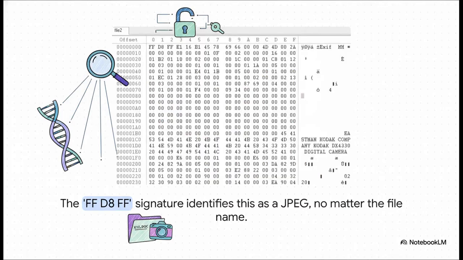And here's exactly what that looks like. A JPEG image file almost always starts with this specific hexadecimal code, FFD8FF. File carving software sees that signature and it knows, aha, this is the start of a picture, even if the file was deleted weeks ago, or even if it was renamed to something innocent like my_homework.txt. It's like the file's digital DNA.